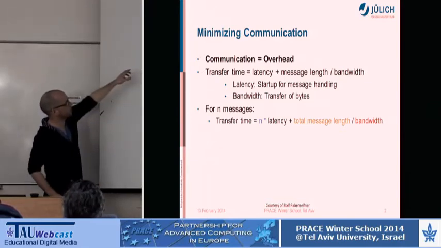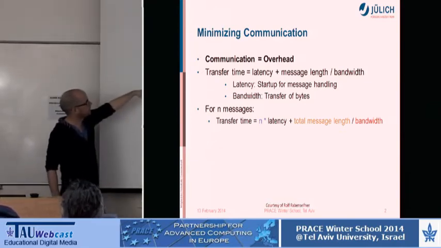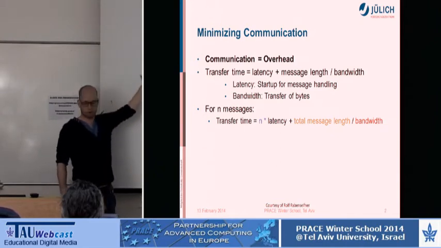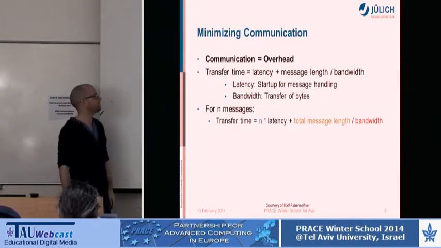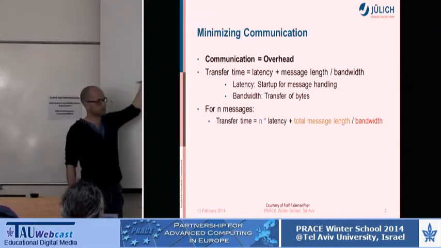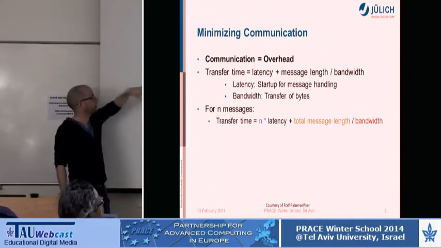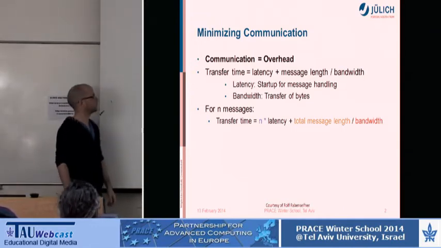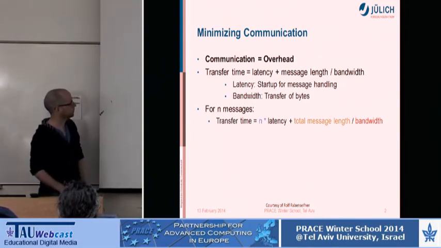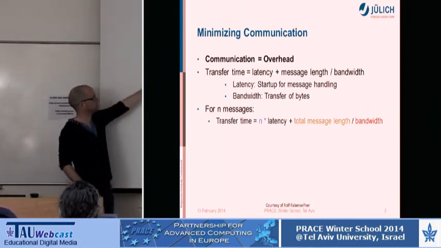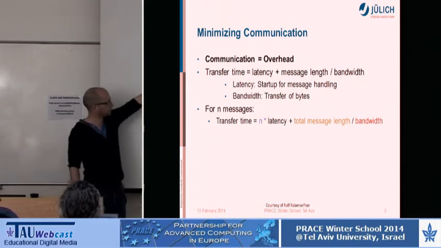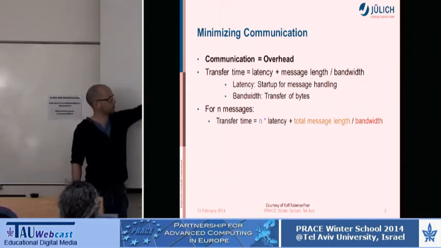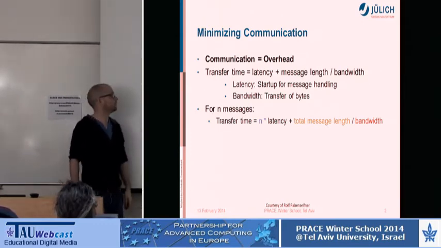The transfer time for any kind of message is basically the latency plus, we've seen this already, the message length divided by the bandwidth. So that's how much information you can get through in any time. The latency is just a startup for any kind of message handling, and the bandwidth is how many bytes you can transfer per second. So when we have n messages, the total transfer time is n times the latency plus the total message length divided by the bandwidth.